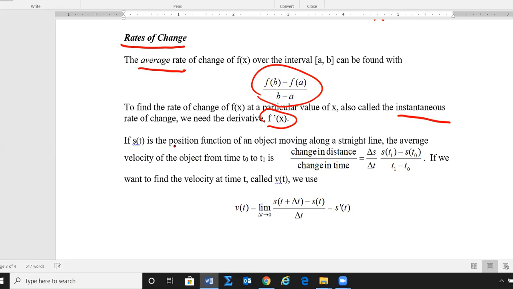This comes into play when we have, for example, a position function defined by s of t, and we want to find perhaps average velocity versus instantaneous velocity. So this would give us our average velocity from time t0 to t1. And this expression would give us our instantaneous velocity at any given moment of time. So one's an average and the other one is actual instantaneous. Let's see how that works in our next example.